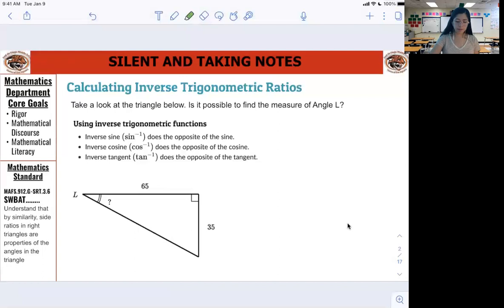Because what we can do is we can set up an equation just like we did before, and we're going to solve that equation algebraically. But when we do so, there's going to come a moment where we have to do the inverse operations of sine, cosine, or tangent. So let's go ahead and take a look at this example. So I have this missing angle right here.